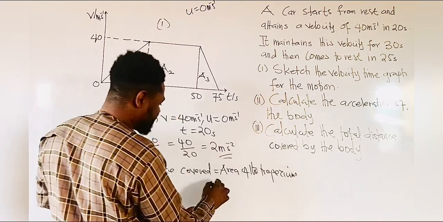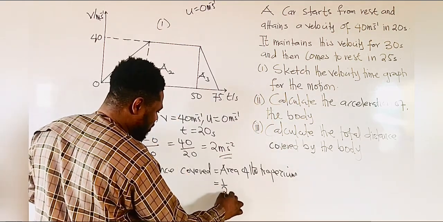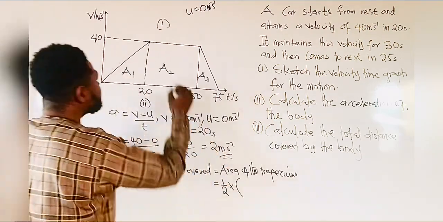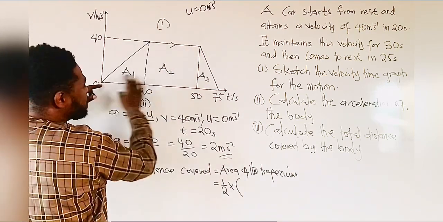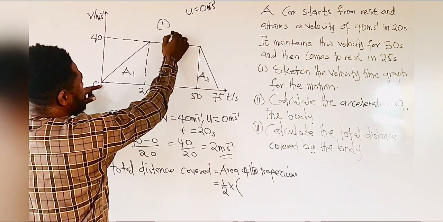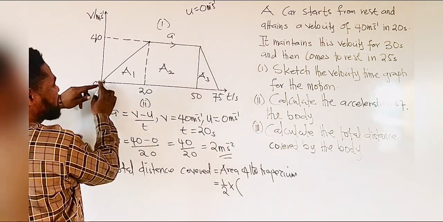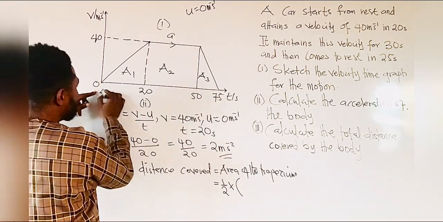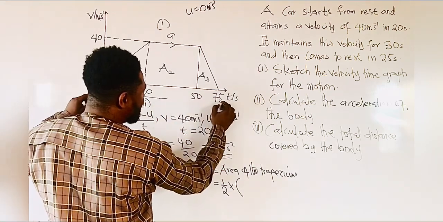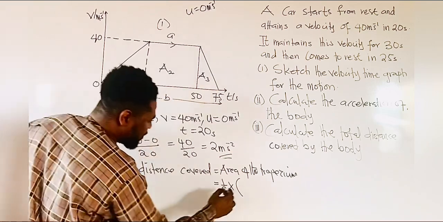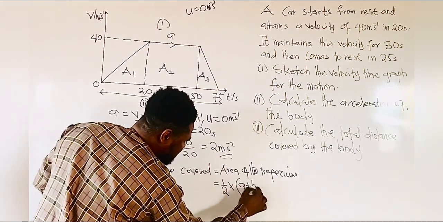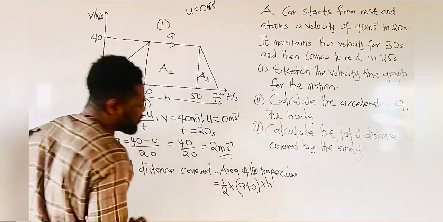Nicely we write it, and the formula is going to be 1 over 2 multiplying the summation of these two lines that are parallel. So let us put a here, and from 0 to the 75 we can put b there, so that we can have our formula nicely. So it will be one half times a plus b times the height of the trapezium.